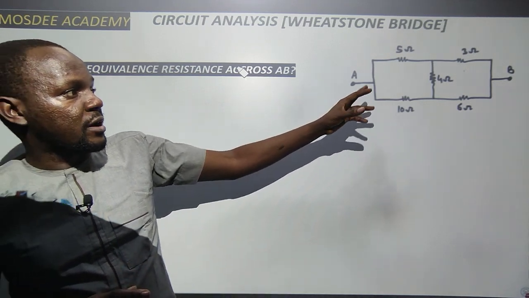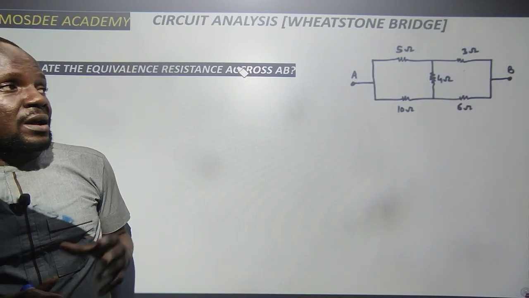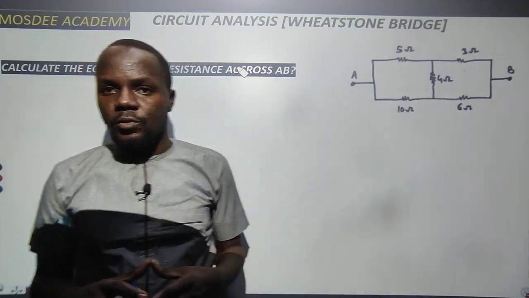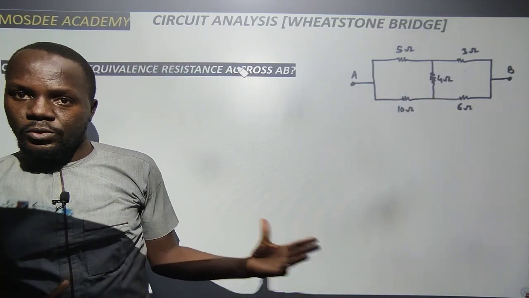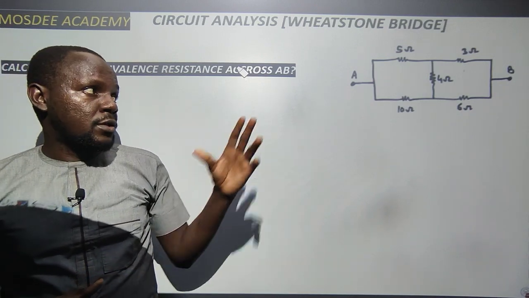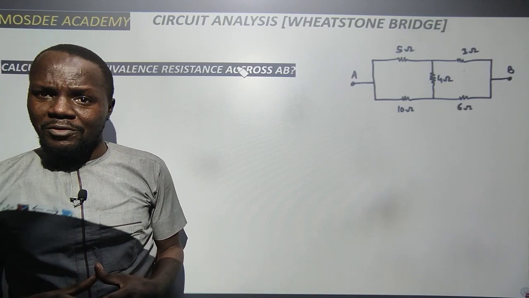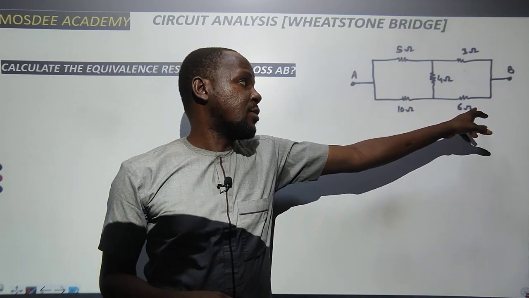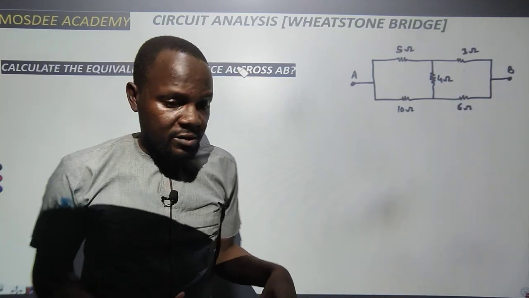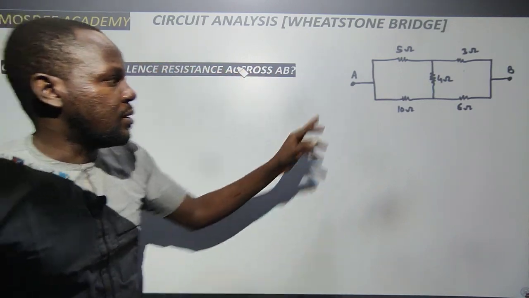Now, if you check very well, this is a balanced wasting bridge. And because it's a balanced wasting bridge, I don't need to disturb myself considering the fifth resistance. And that is the logic, and that is what we are teaching you here. So when you have a balanced wasting bridge, you don't need to waste your time. Just focus on that. And sometimes in most of the O-level questions, if it's a balanced wasting bridge, one can just remove the middle one and go by ratio. So look at the question for this one. We are told to calculate the equivalent resistance across A to B.